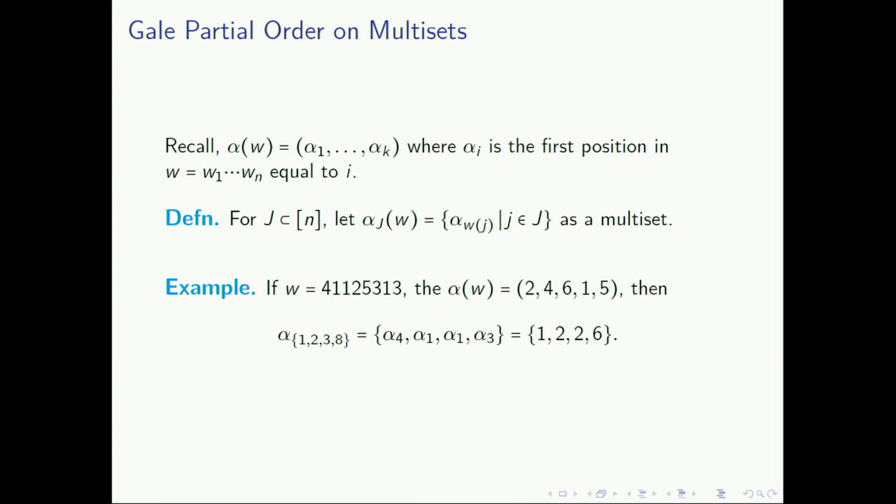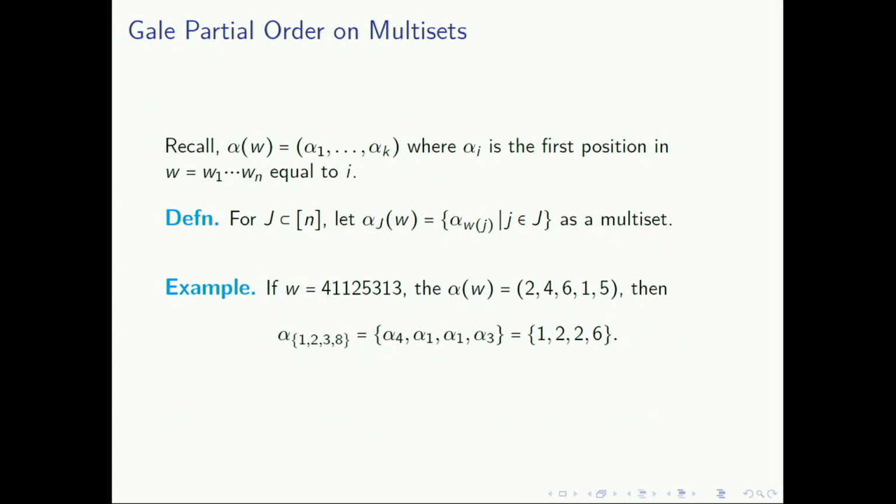So for example, if we took alpha of {1, 2, 3, 8}, that's a subset of the columns I have to look at. Okay, well, what is W of 1? It's 4. So let's include alpha 4. What is W of 2? It's 1. So let's include alpha 1. What is W of 3? Well, it's also 1. So we're going to include alpha 1 again, whatever it is. And finally, what is W sub 8? It's 3, so we'll include alpha 3 also. Right, so this multiset will end up being 1, 2, 2, 6 because you have to back-reference to what these alphas mean.